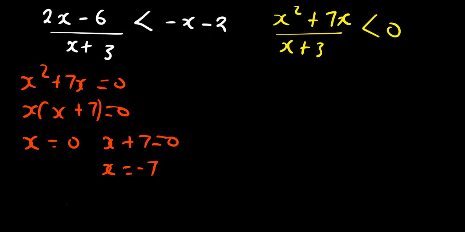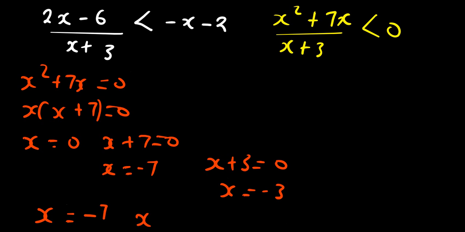Then when we get the last part, x plus 3 is equal to 0. So x is equal to negative 3, like that. So therefore the values of x, we've got x is equal to 0. Okay, let's just write them in order. The values of x that we have: x is equal to negative 7, x is also equal to negative 3, x is also equal to 0.